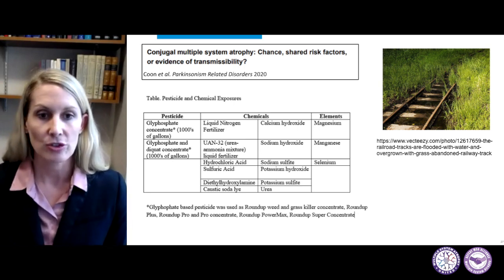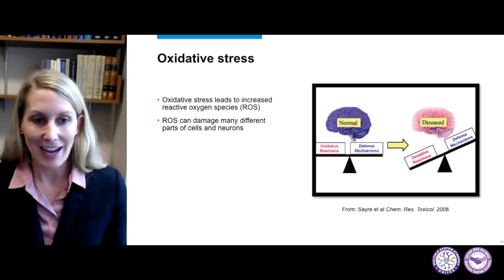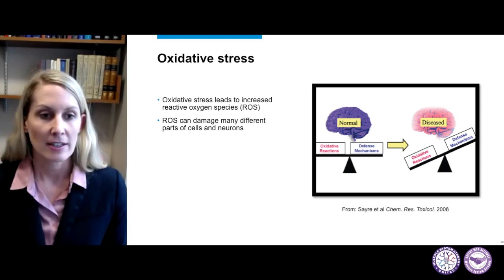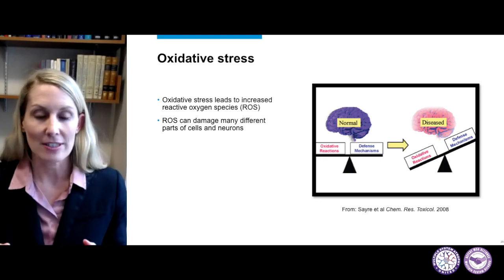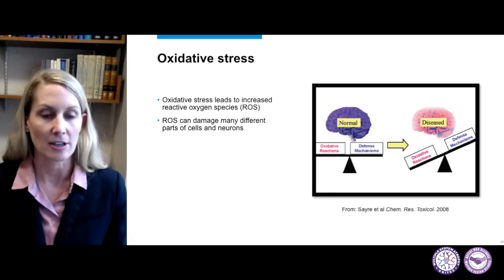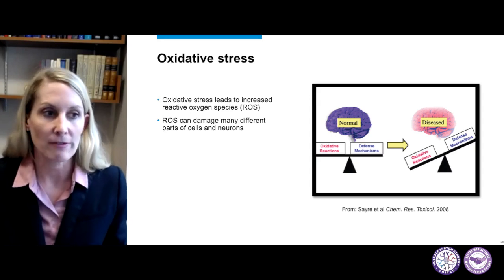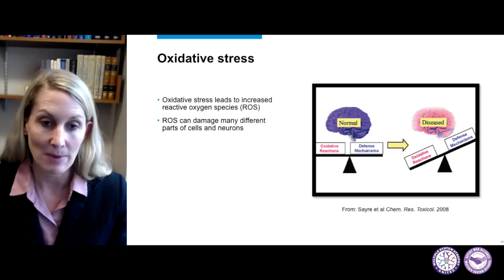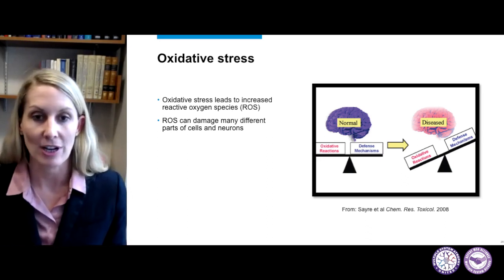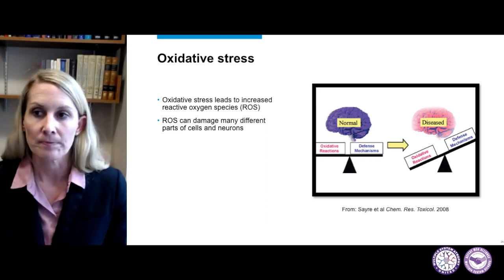And one potential way is oxidative stress. So there's oxidative reactions that lead to reactive oxygen species. These reactive oxygen species are usually controlled for with natural defense mechanisms in our body and our brain. But when too many of these reactive oxygen species are made, that can become very destructive to neurons and any surrounding areas, and almost create a snowball type effect.